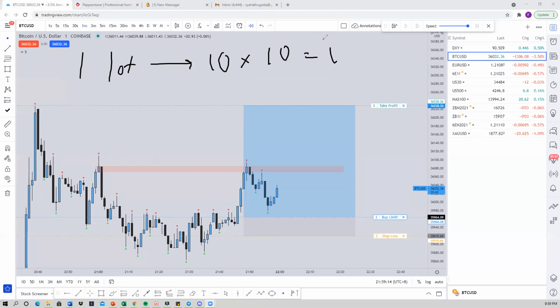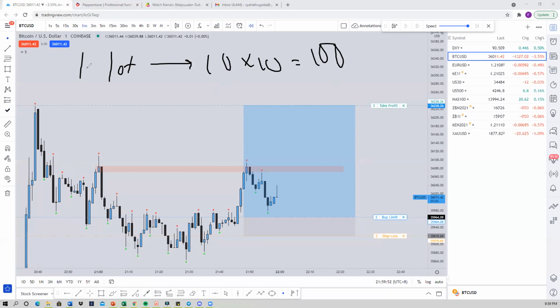Someone clarified for me. One lot is, I forgot because I use my magic keys. One lot is $10 per pip, right? Yeah, okay. See, my magic keys is ruining me. So one lot is $10 per pip. So 10 into 10, we have 100. Okay, so that's $100.